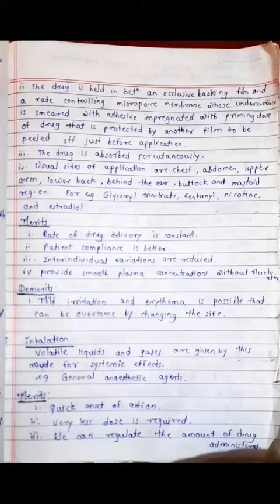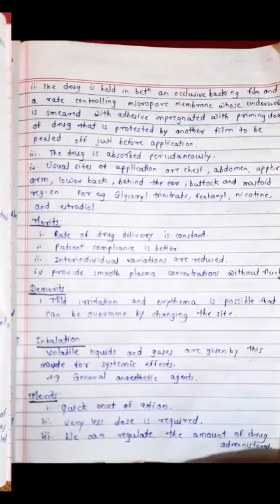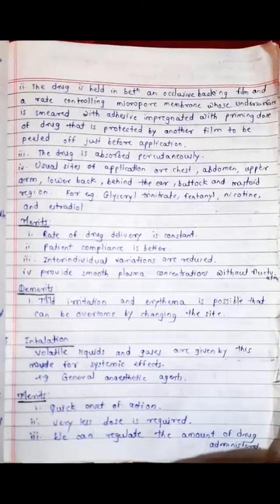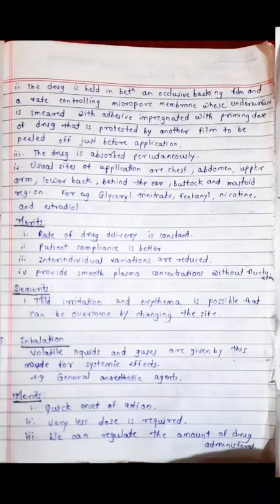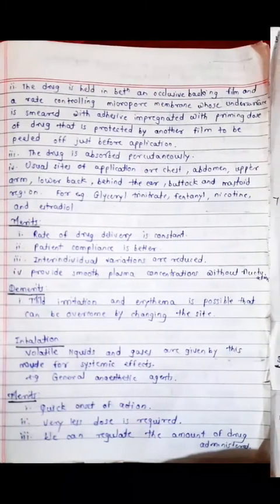Now the merits: quick onset of action. In the oral route we saw that it is a slow route. Then the sublingual route is faster, and now the inhalation route is also faster. Absorption is there. Very less dose is required. We can regulate the amount of drug administered.